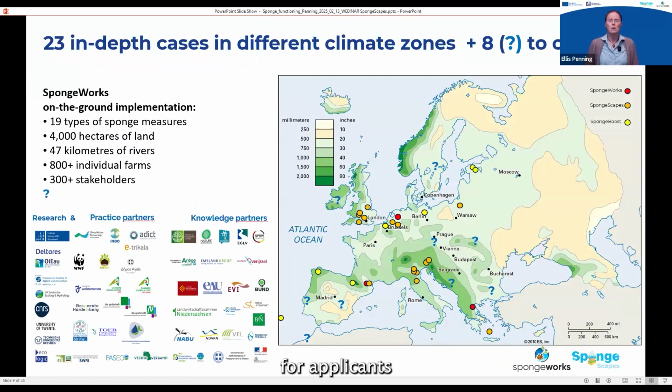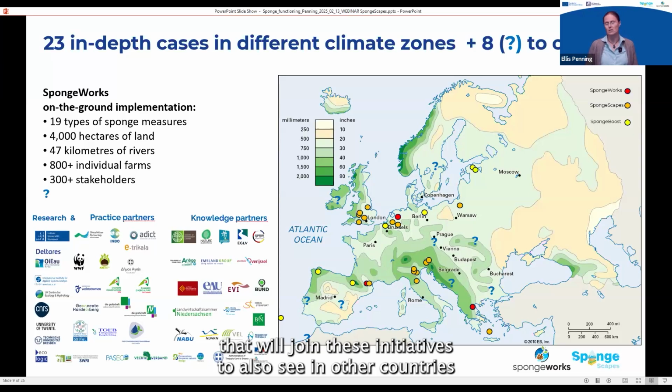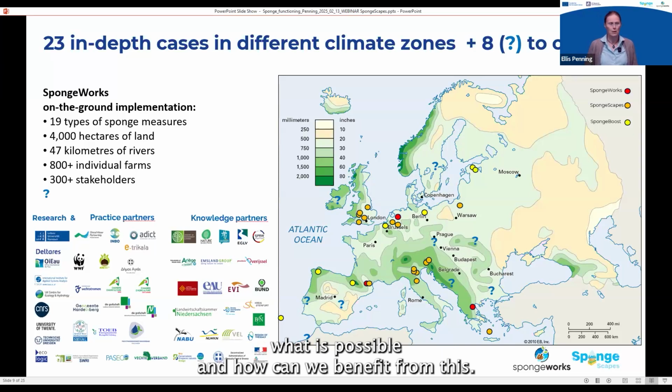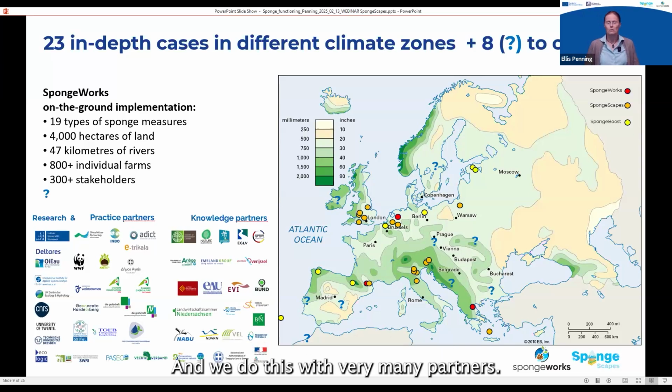Also, you see there's an 8 with a question mark at the moment. SpongeWorks is also making a selection of 74 applicants that will have to be reduced down to 8 associate regions. And these associate regions are extra partners that will join these initiatives to also see in other countries what is possible and how we can benefit from this. And we do this with very many partners.